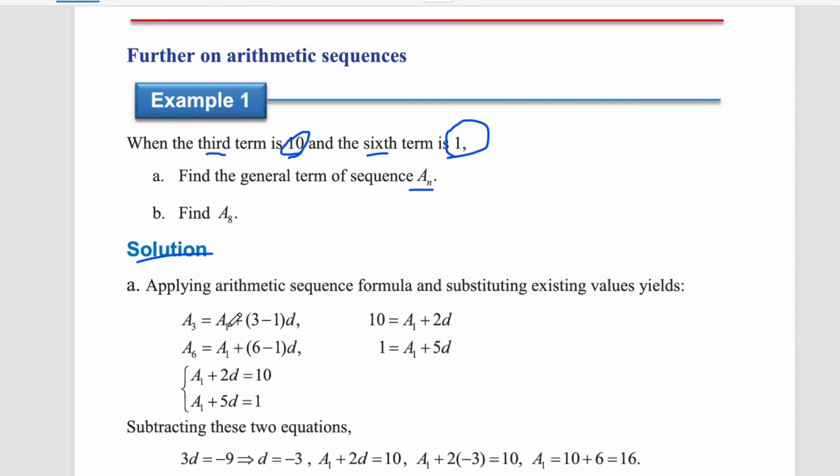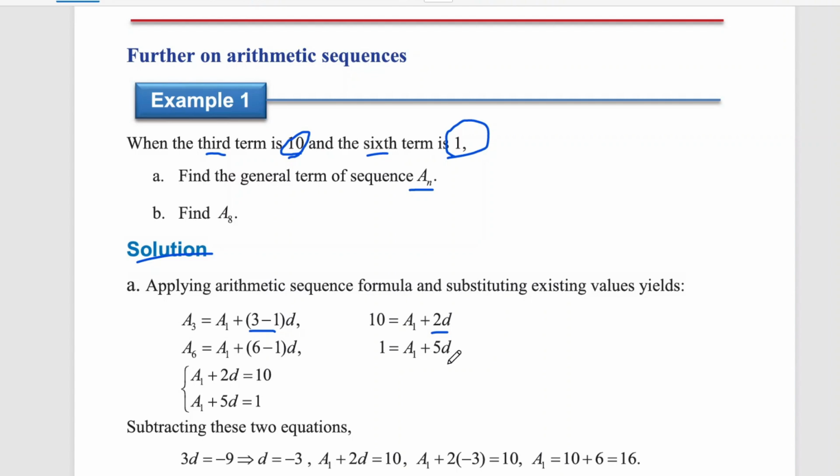Okay, this is a new concept, so pay attention. A3, the third term, which is 10, is equal to A1 plus (3 minus 1) times d. Here n is 3, so we can use 3 for n. Because A3 is given to us, 3 minus 1 is 2, so we get 2d. A3 is 10, so 10 is equal to A1 plus 2d.